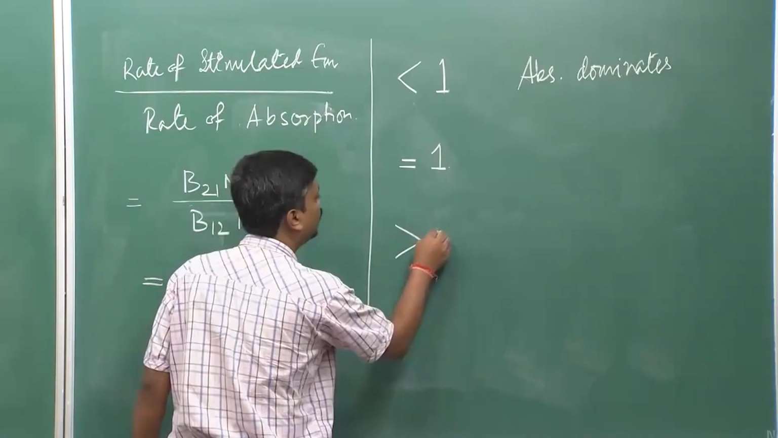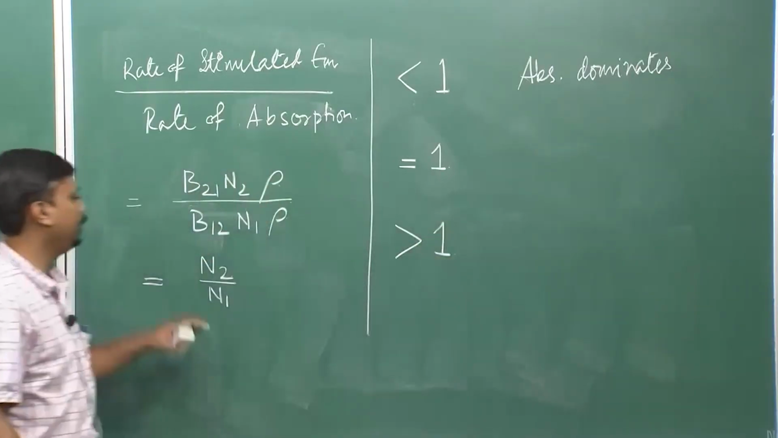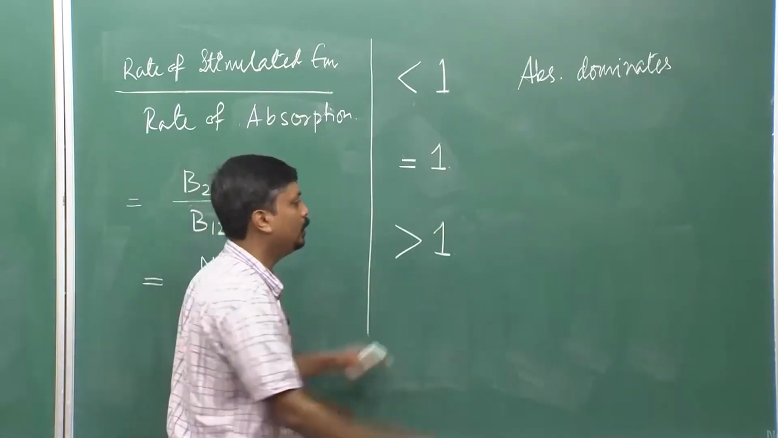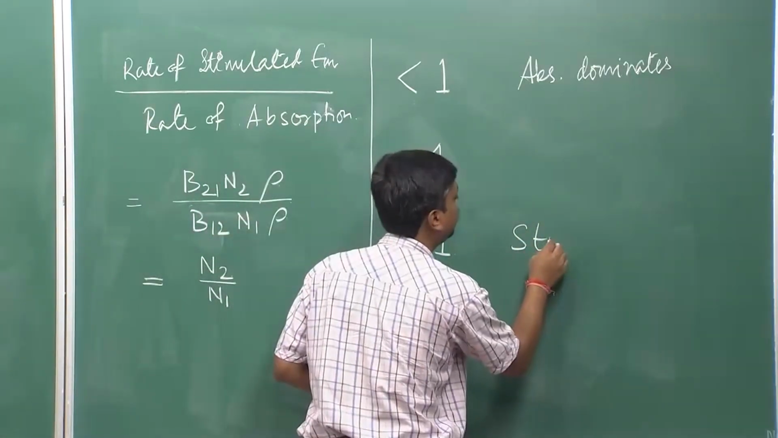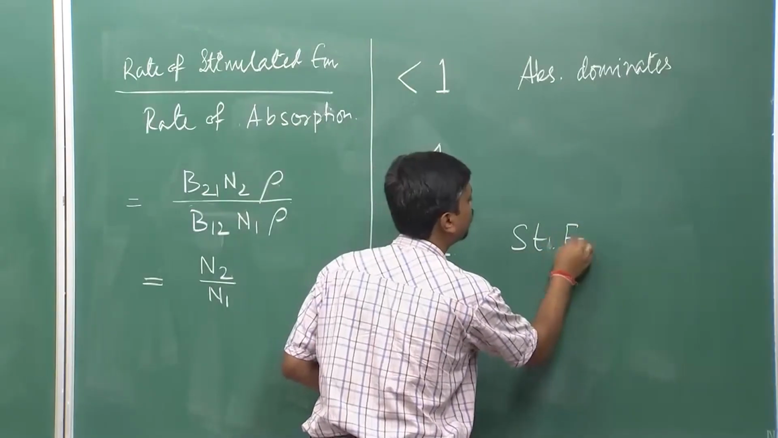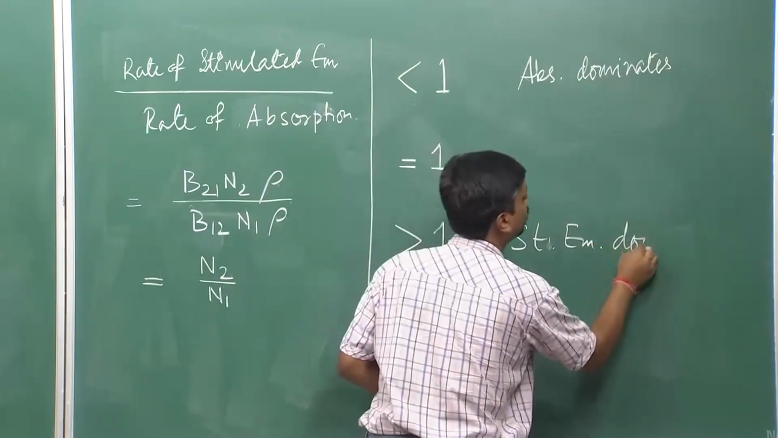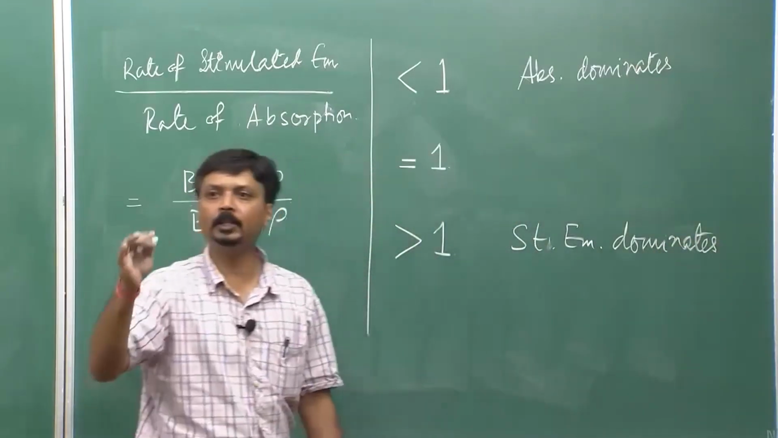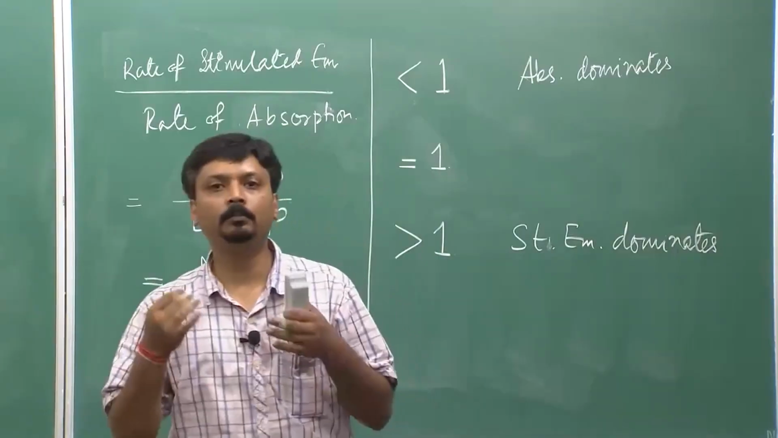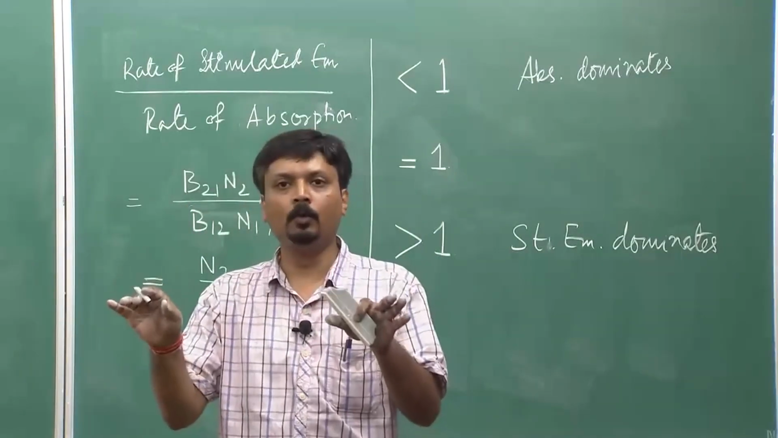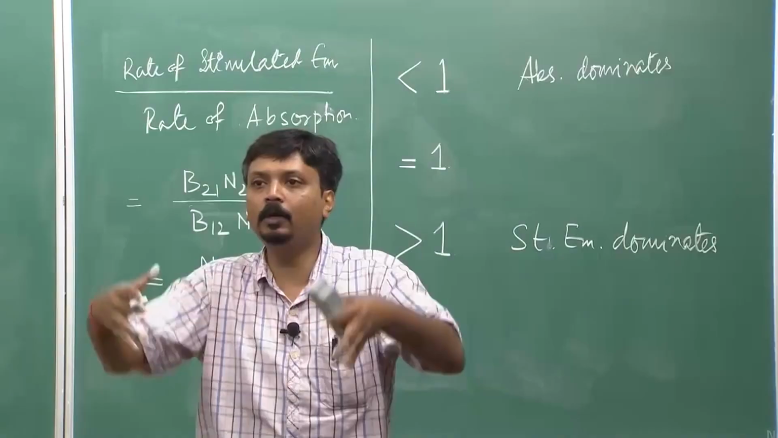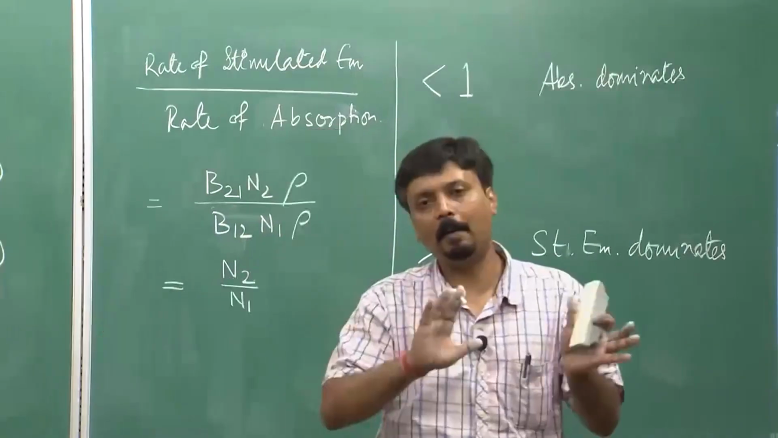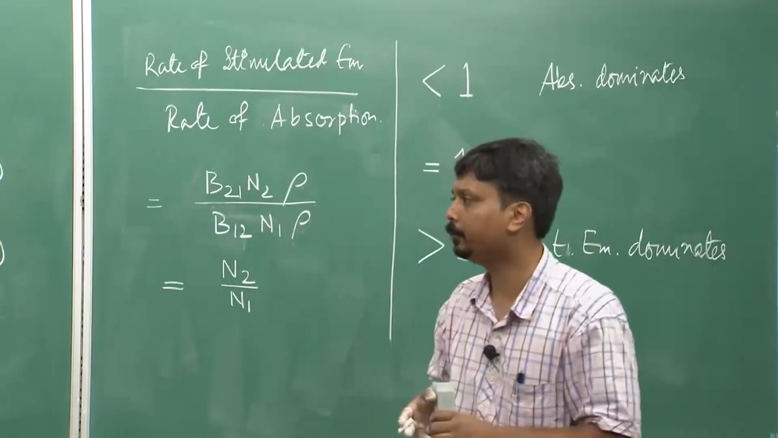But if I have a condition such that N2 by N1 is greater than 1, what do I have? I have a condition where stimulated emission dominates. And the moment stimulated emission dominates, my job is pretty much done. I have got a system which gives me much more stimulated emission, and I can take that stimulated emission, amplify it and get a laser output.